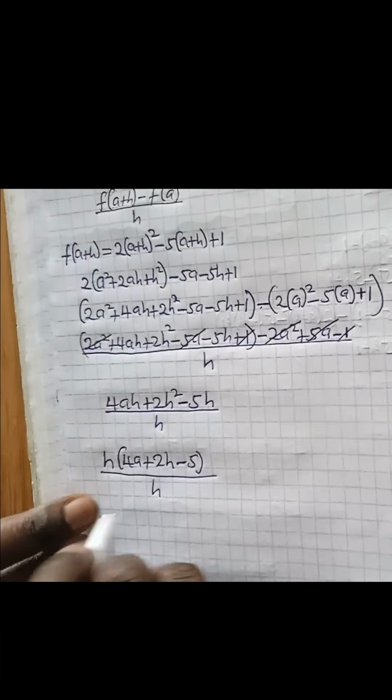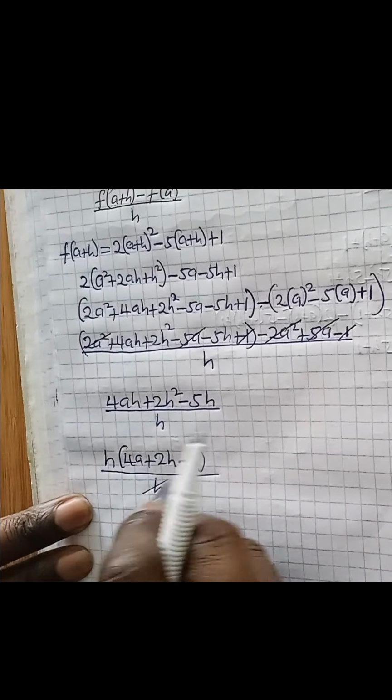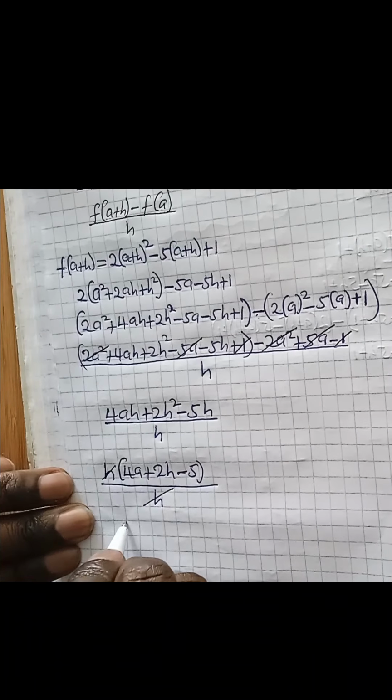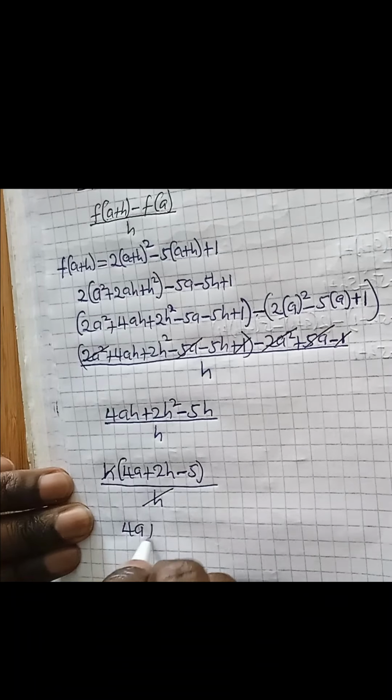So what we do is we cancel, h goes with h, so what is left here is 4a plus 2h minus 5, guys. So by the end of the day, that's what we are left with as the answer.